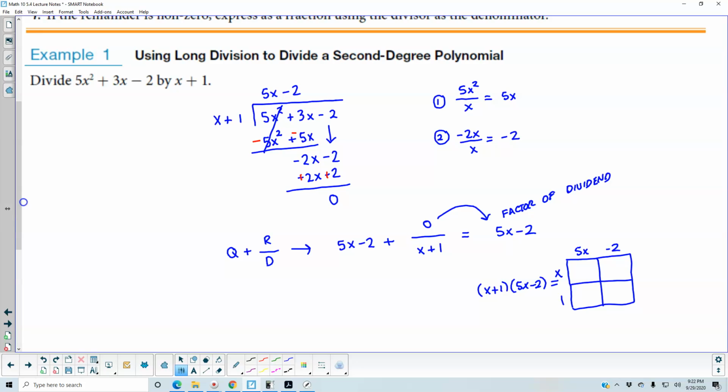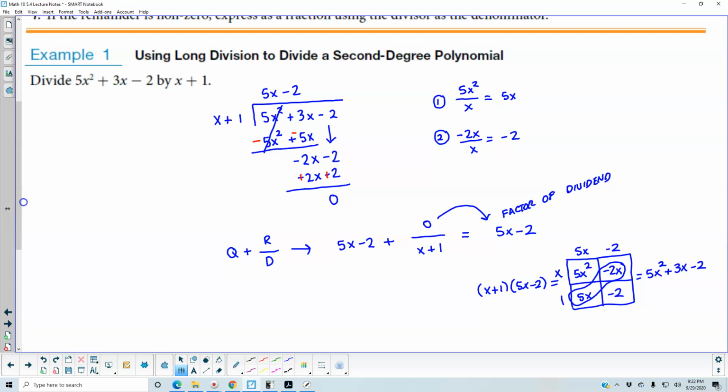x times 5x is 5x squared. x times minus 2 is minus 2x. 1 times 5x is 5x. And 1 times minus 2 is minus 2. If we combine like terms, we end up with 5x squared, and 5x minus 2x is plus 3x, and then minus 2. You can see here that that matches our dividend.